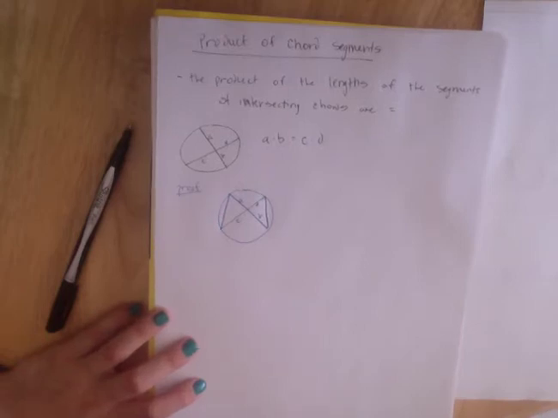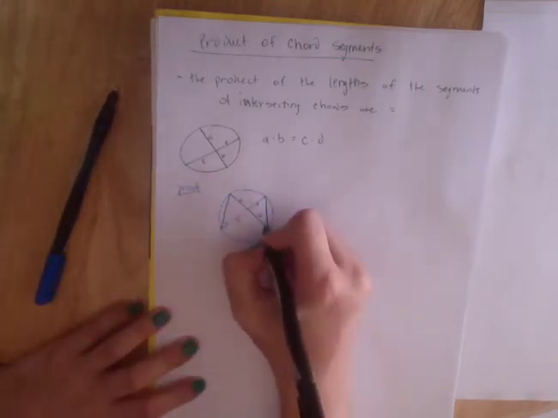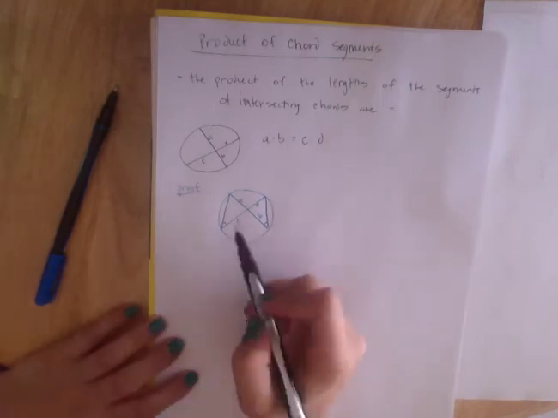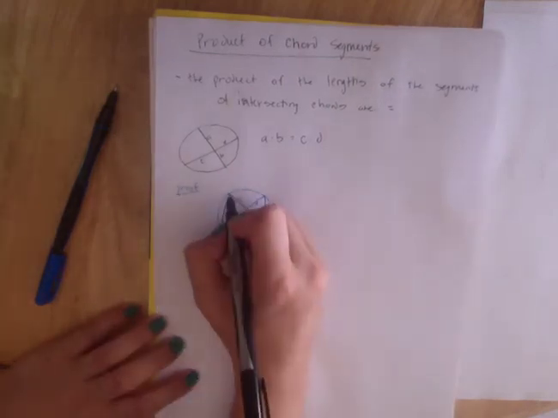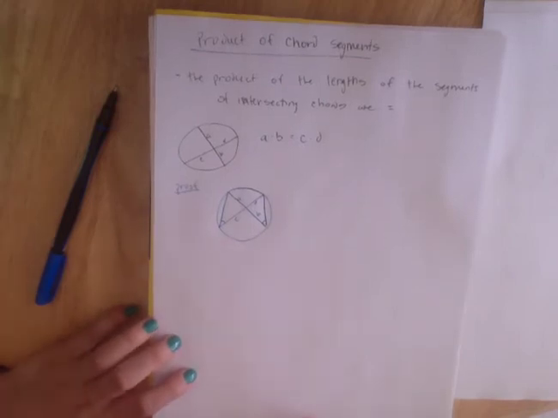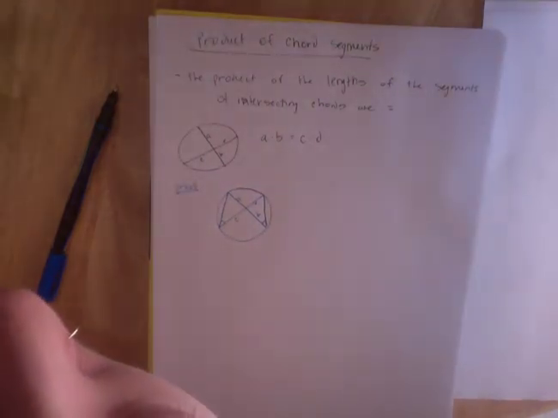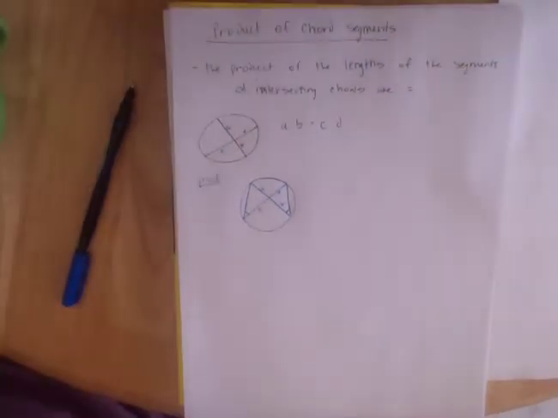Okay, now I know that the vertical angles formed here and here are equal because they're both going to the same arc, which is this arc here. So I know that those two are equal. Okay? Can we see that? Yeah.